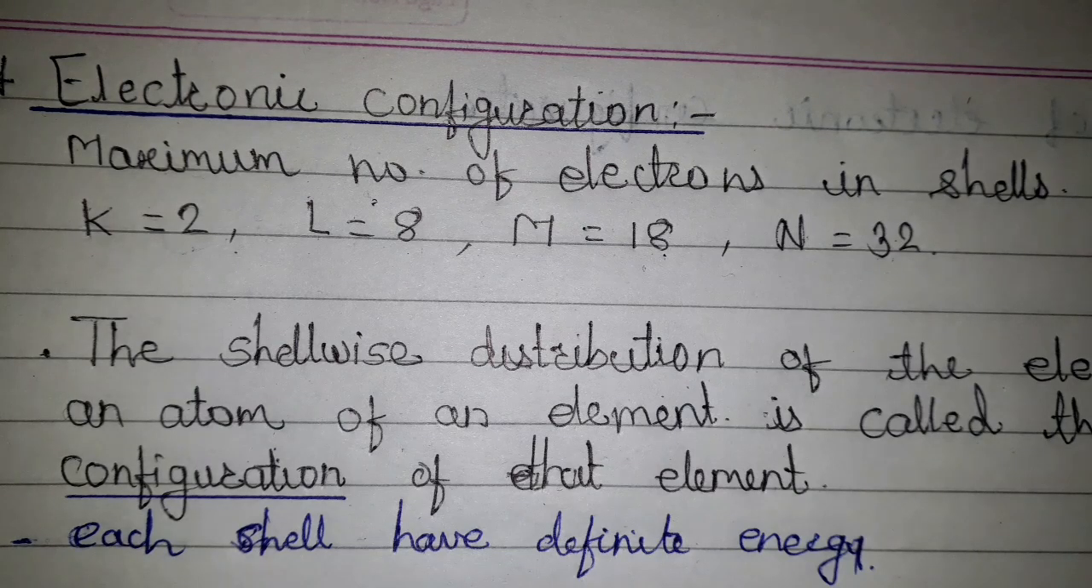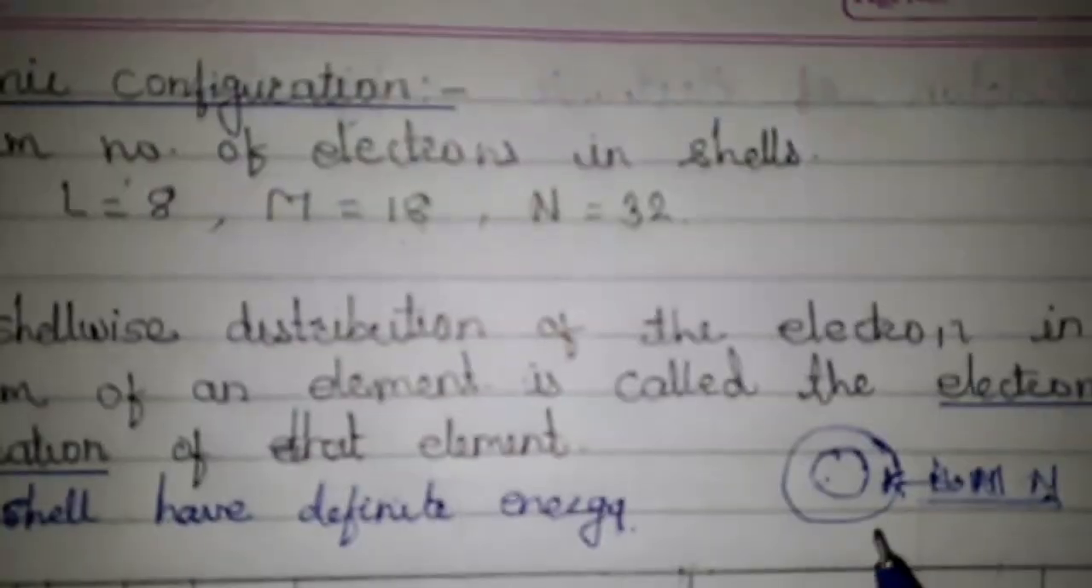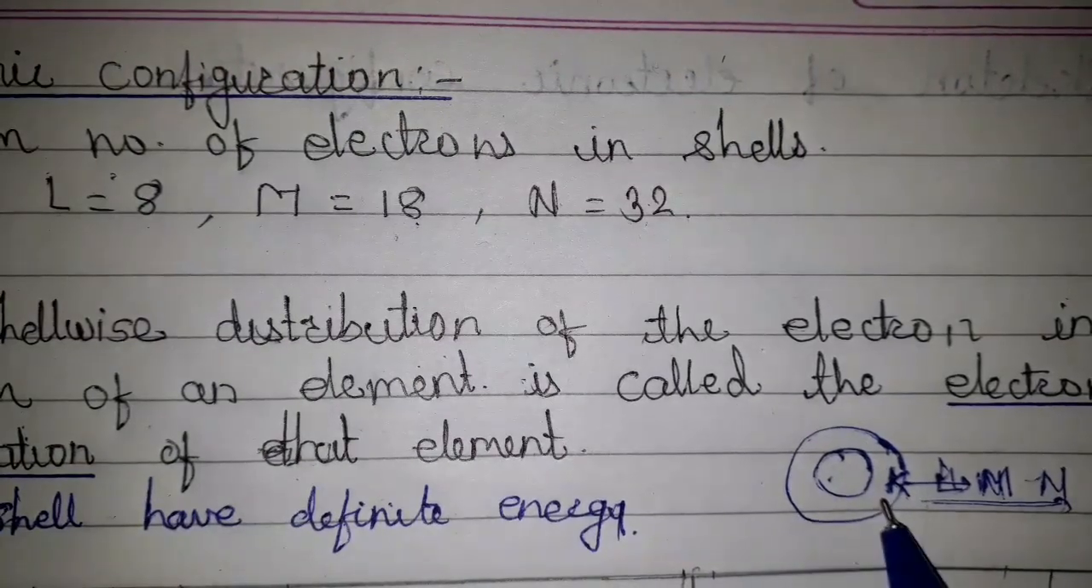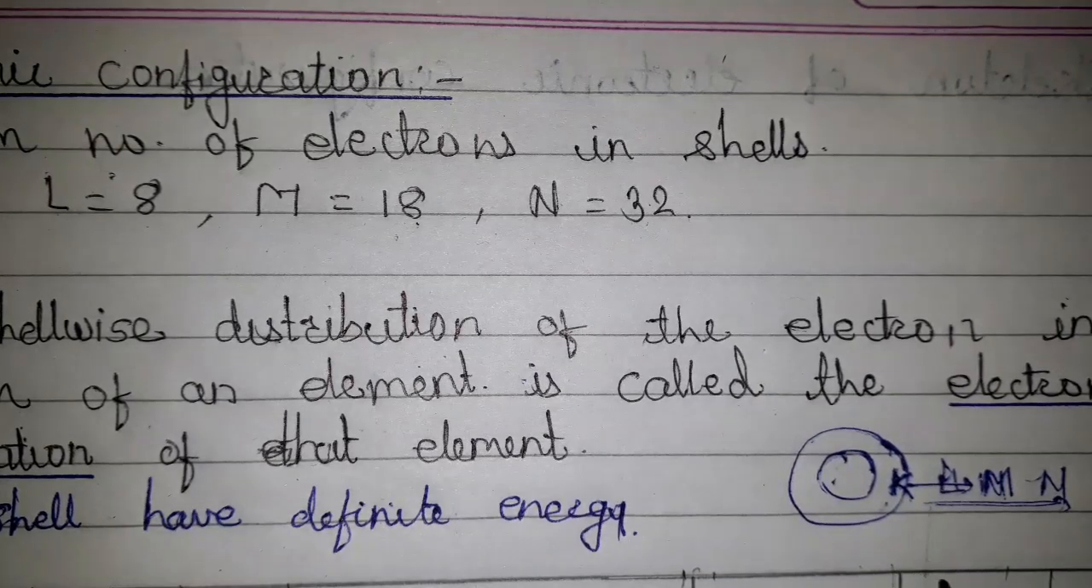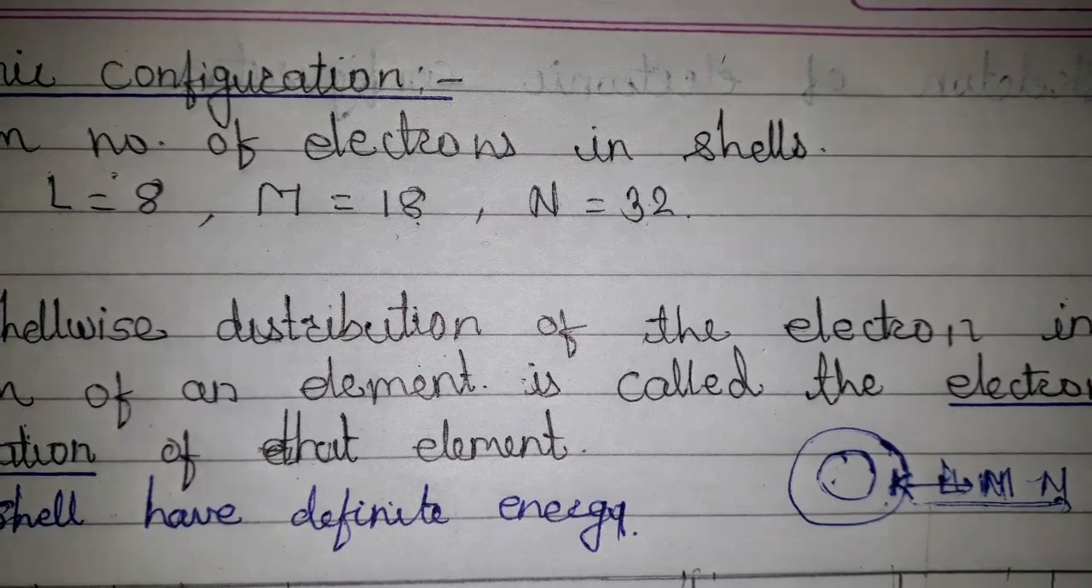So, the electron has a definite energy as per the shell in which it is present. Okay? The energy of an electron in the first shell is the lowest. The energy of electrons in the subsequent shells goes on increasing with the ordinal number of the shells. Electrons present in the K shell, that is the first shell, have the lowest energy. As we increase the ordinal number of the shell, the energy of the electrons present in that shell goes on increasing. Okay.